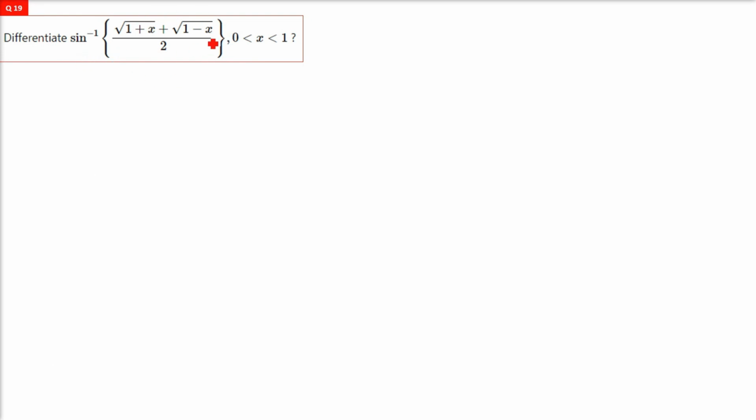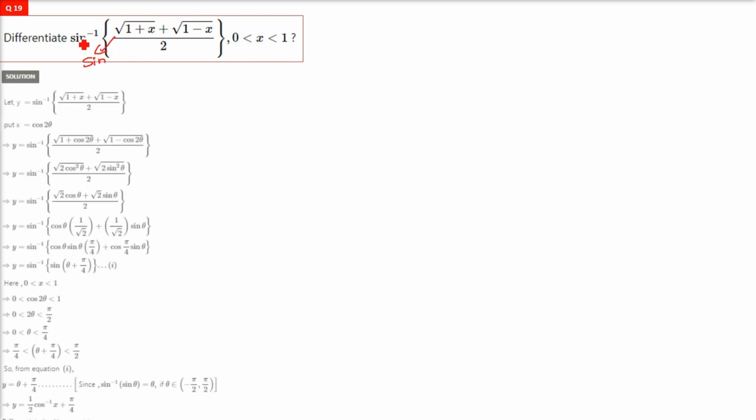Differentiate sine inverse of (under root 1 plus x plus under root 1 minus x) by 2. So we need a sine inside this. Please remember 1 plus cos 2 theta is always 2 cos square theta. 1 minus cos 2 theta is always 2 sine square theta. This we are going to use in this and the next few questions also.